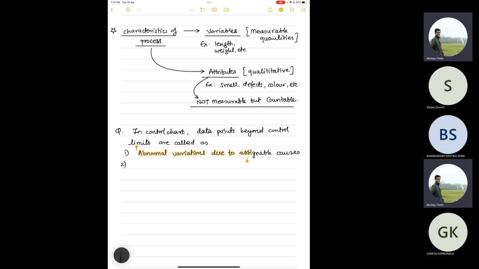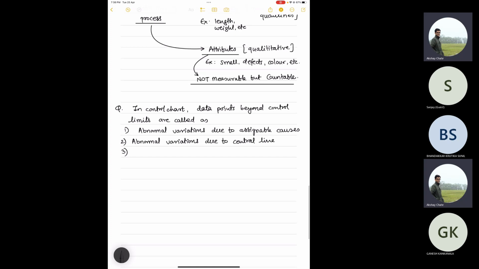The second option is abnormal variations due to central line. Then there is normal variations due to chance. And the fourth option is normal variations due to process distribution.